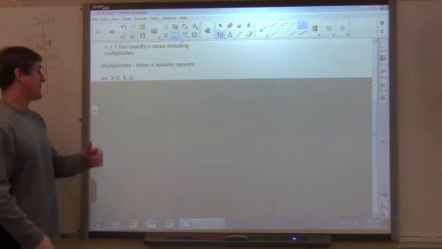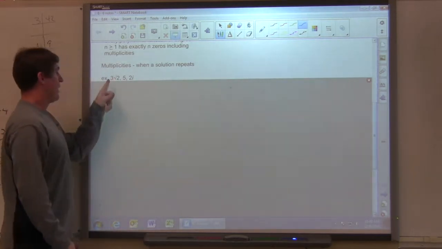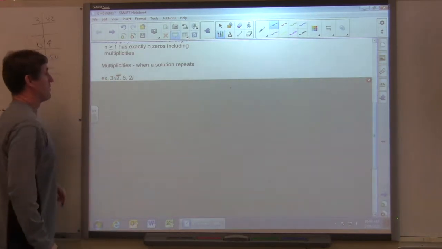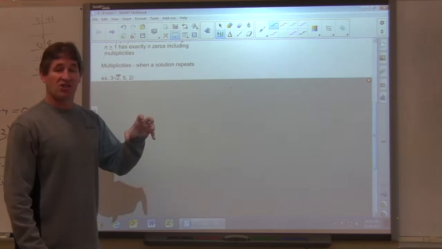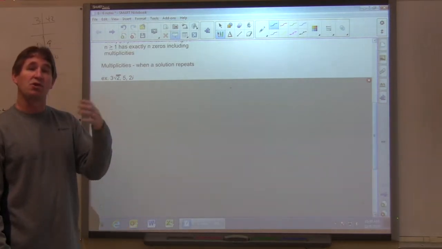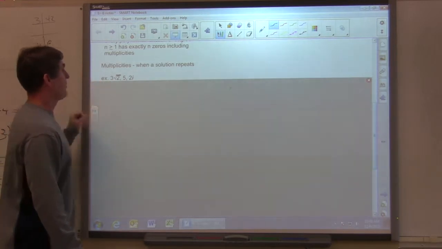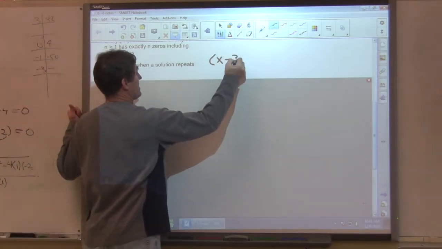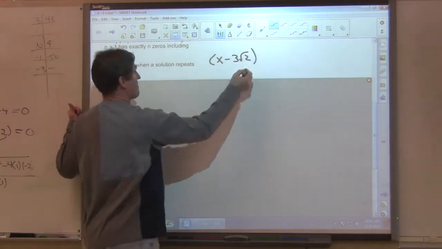And they're also going to give us problems like this, where they give us 3 square root of 2, 5, and 2i. They're going to give you the answers, and they're going to ask you to write the polynomial. So remember, if we have 3 square root 2, then one of our factors is x minus 3 square root of 2. Remember, it's opposite what it says.